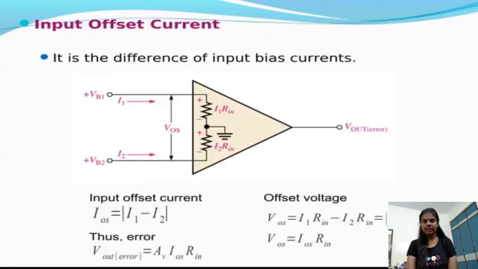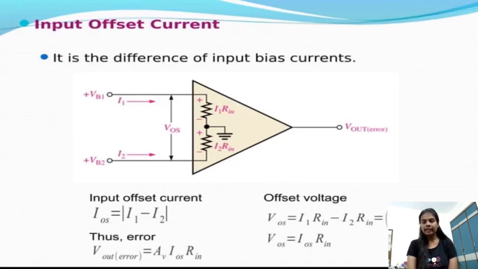The next one is input offset current. It is the difference of the input bias currents. As shown in the figure, I1 and I2 are the two input currents and V1 and V2 are the respective voltages. Vout is the error and it is the output voltage as shown below. Input offset current, represented as IOS, is equal to modulus of I1 minus I2.